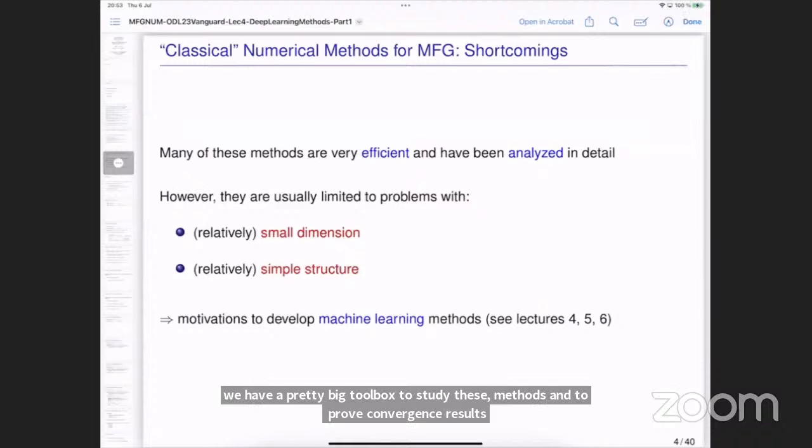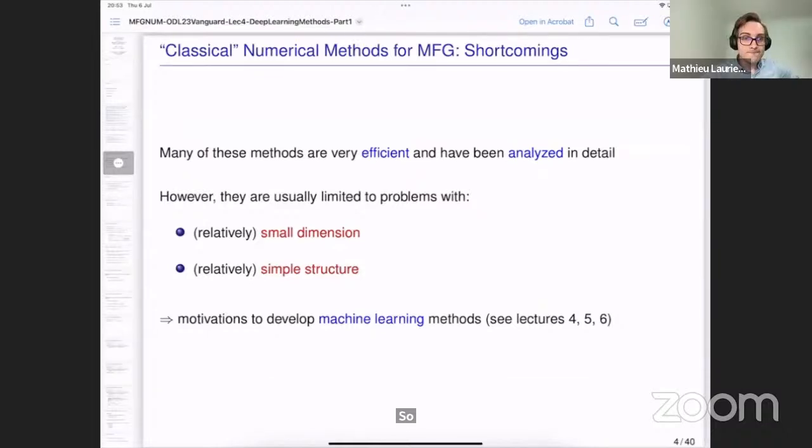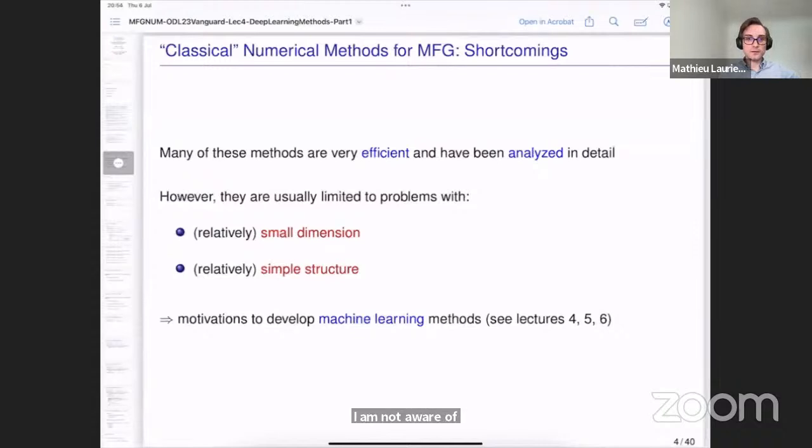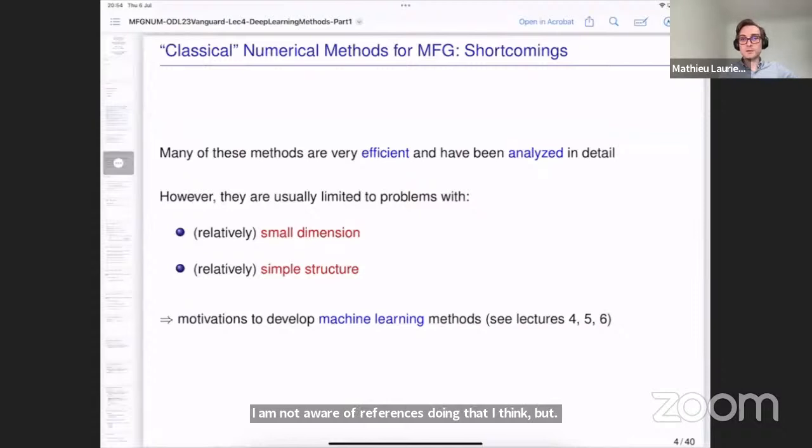Mathieu, so, there is a question. Yes. Sorry, thank you. What about, yes, B-splines or wavelets? Yes, I think it's a good idea. I'm not aware of references doing that, I think, but yes, that's a good idea. So there are other approximation methods that can be used indeed. And maybe what you suggest could be combined with what I'm going to present now using neural networks, but maybe you could replace neural networks by wavelets or some other classes of parameterized functions.